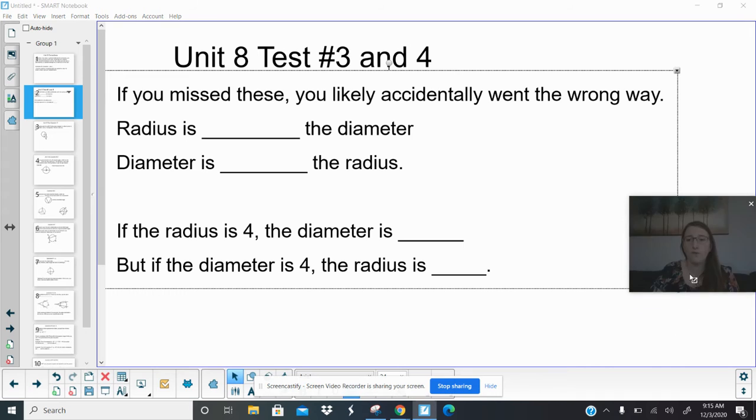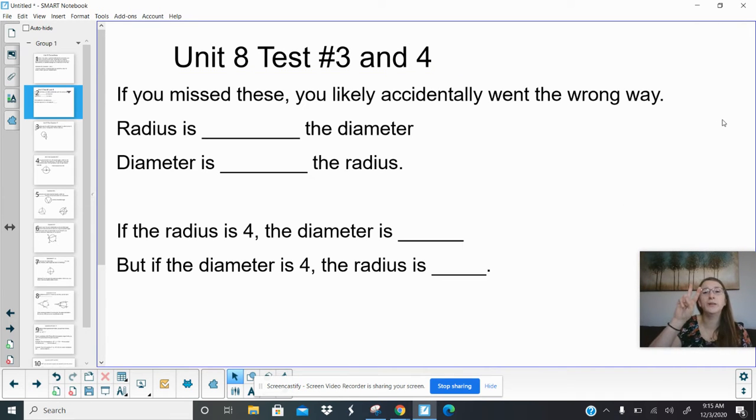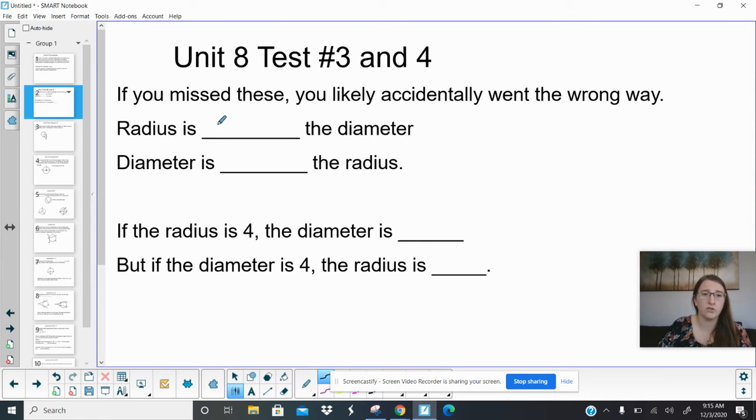So questions 3 and 4. If you missed these, you probably accidentally went the wrong way or read the question wrong. There's a relationship here that the radius is half the diameter, which means the diameter is double the radius. So depending on what you're given, you're either going to double it or take half. You may have missed this one if you just weren't careful and doubled it when you should have taken half.